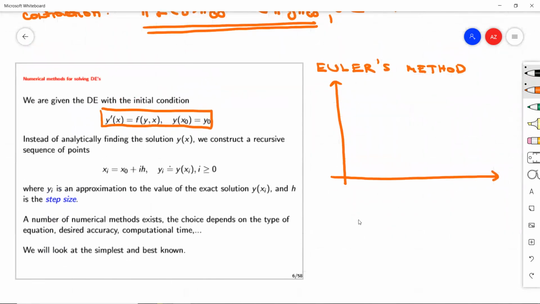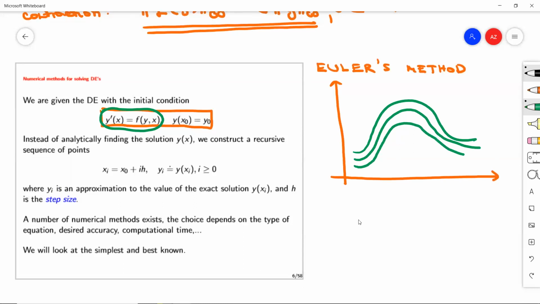So we are searching for a function y. Let's say that we have this differential equation, y prime is f of x, y. The solutions to these equations are curves. I will just draw a family of curves which solve this equation. Now I don't use the initial condition yet. So those are the solutions to our differential equation.